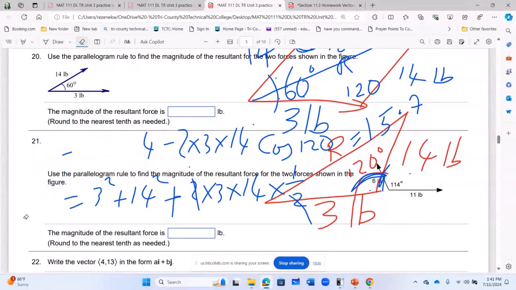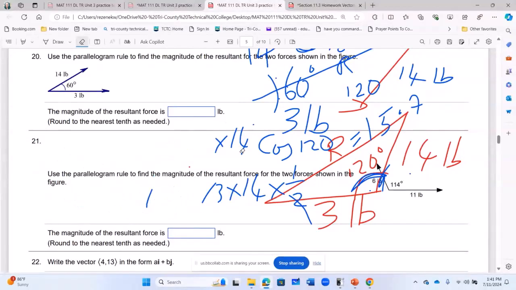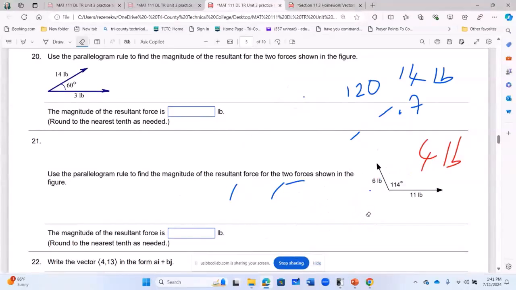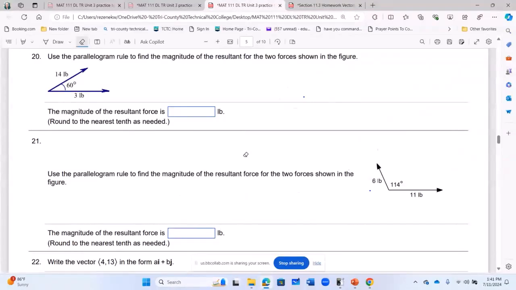It's already in the test. I think number 21 is about parallelogram law. So let's do number 21. The two vectors are in opposite directions. I have to draw a diagonal from the middle of them. So complete the parallelogram.